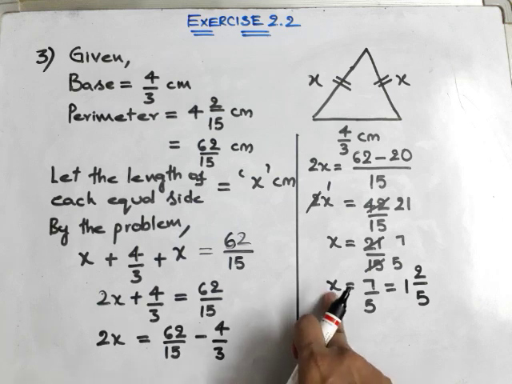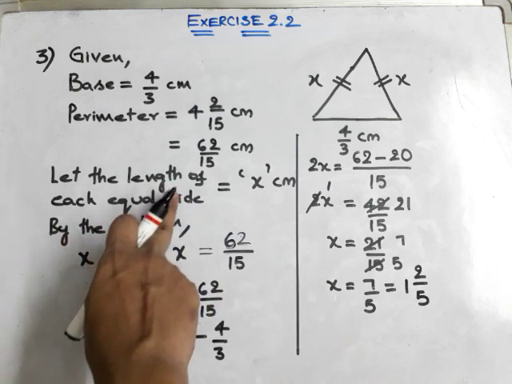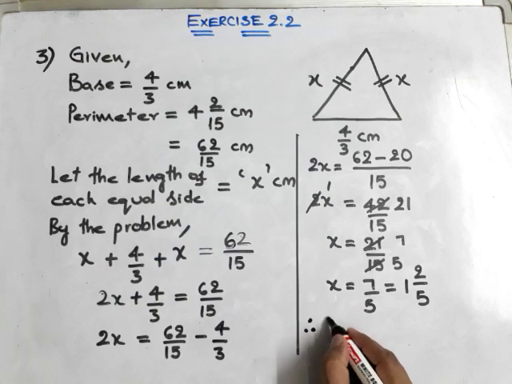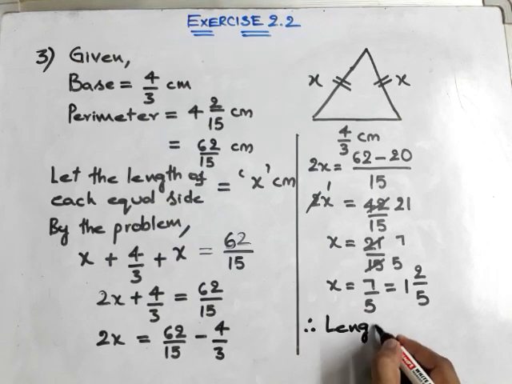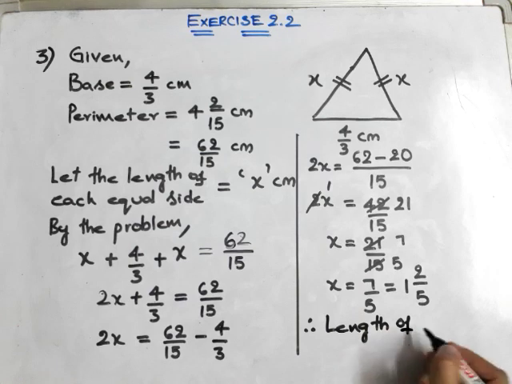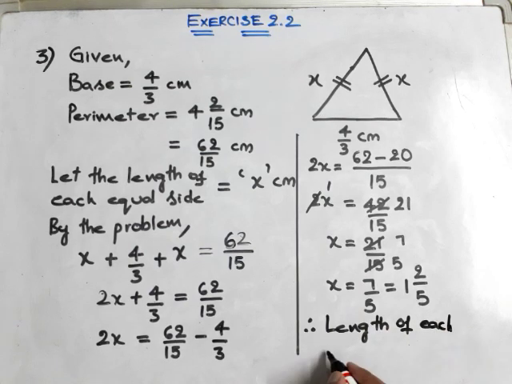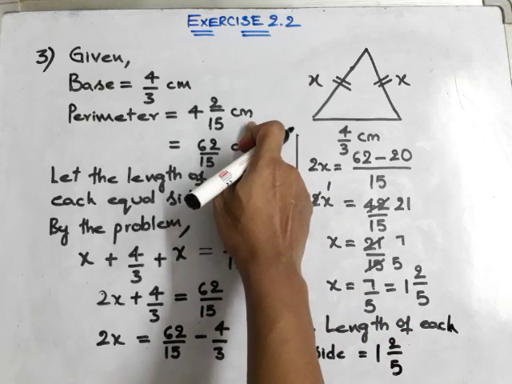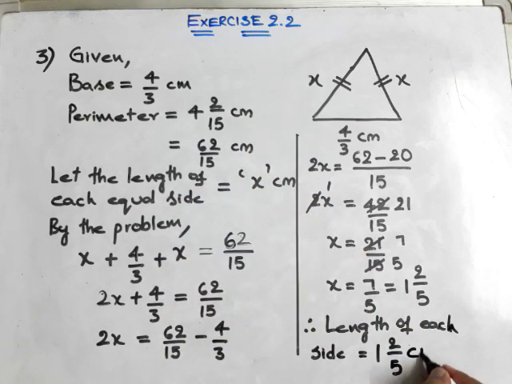Then what exactly is x? The length of each equal side. So finally, write: therefore, the length of each side is equal to 1 2/5, and as the units are in centimeters, 1 2/5 centimeters. So hope you are clear. This ends our class today.